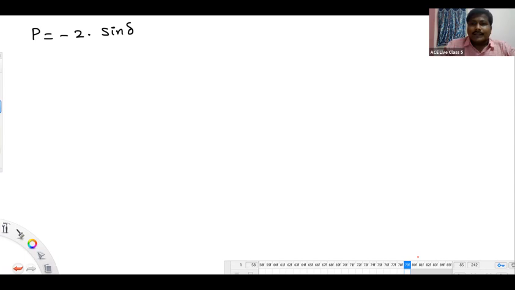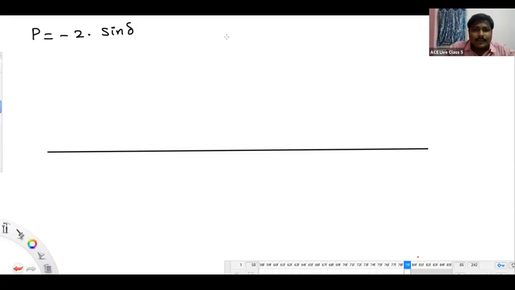So if you plot the sinusoidal curve, it will come like this. It's a delta axis and a power axis. I'm showing the delta axis and power axis like this. And it's a minus 2 sine delta curve. Minus 2 sine delta curve means it's an inverted cosine. Sorry, inverted sine. Inverted sine.